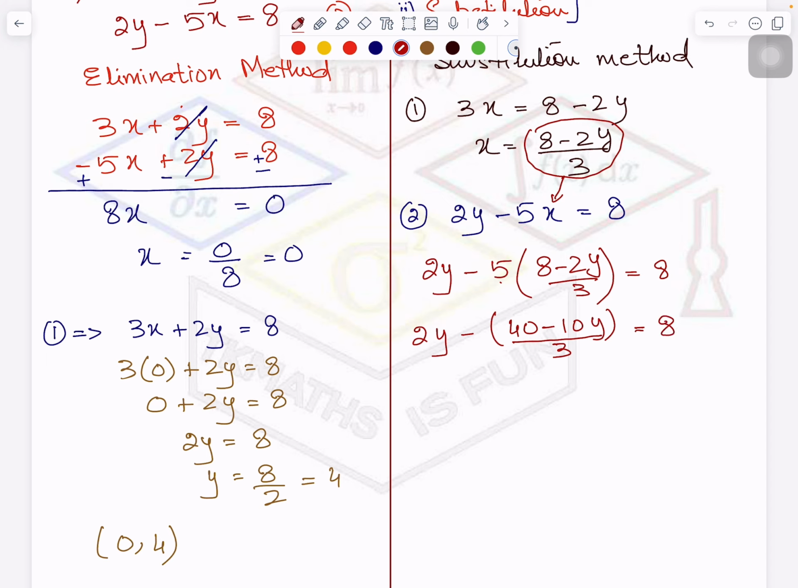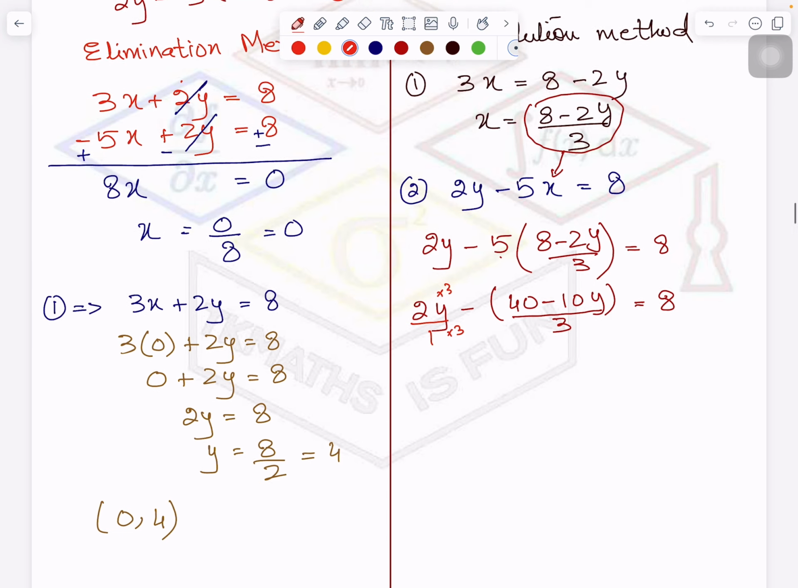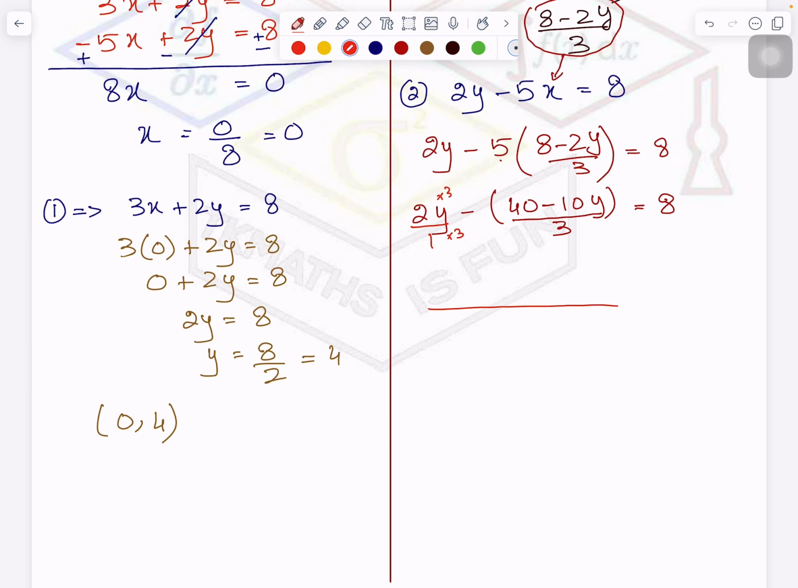Now what will I do? I can take the LCM here. The denominator under 2y is 1. So when you are taking the LCM, you will multiply numerator and denominator by 3 to make the denominator the same. So now it will become 6y. Now I'm expanding the bracket, so be careful and change the sign. And then you cross multiply. You understood the meaning of cross multiply, right? I have explained it earlier. So 8 times 3 will be 24. And what is 6y plus 10y? It will be absolutely right, 16y minus 40.